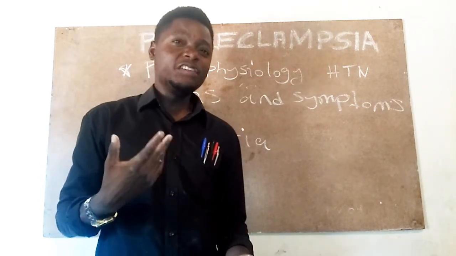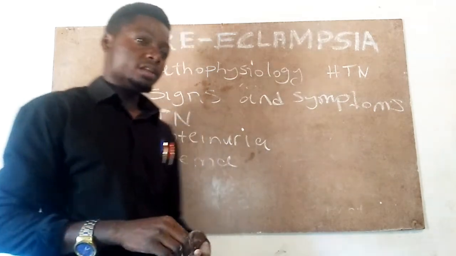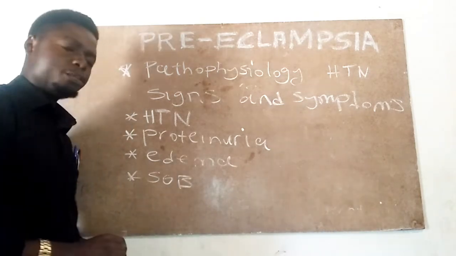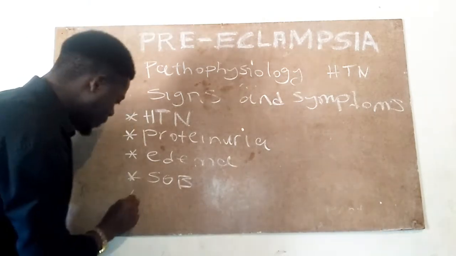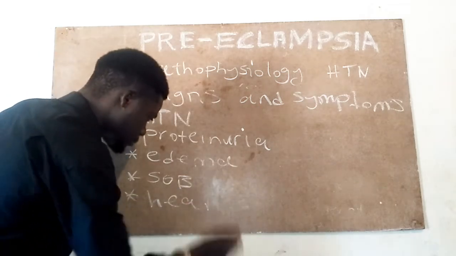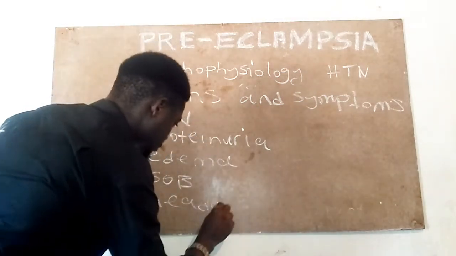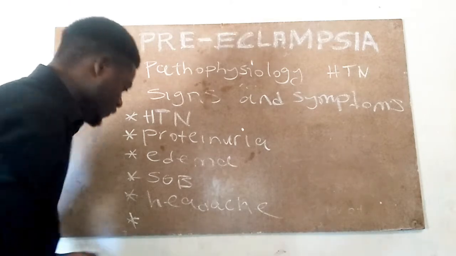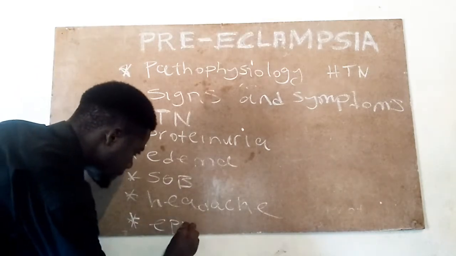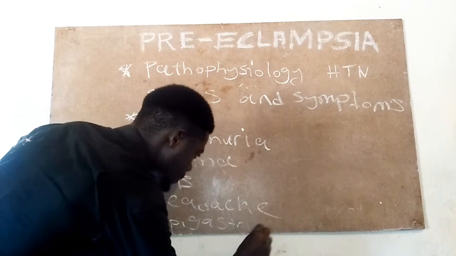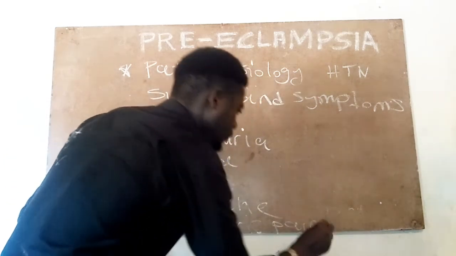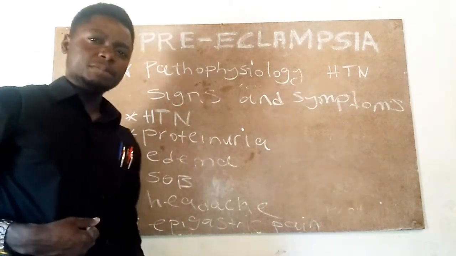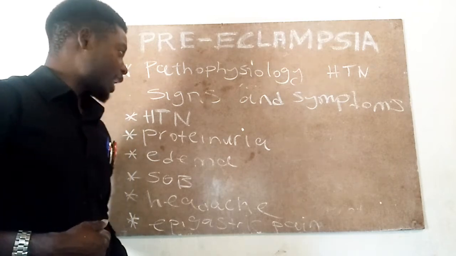Pulmonary edema, and this is going to cause shortness of breath. The woman may have shortness of breath, SOB. The woman may have headache. The woman may have epigastric pain. So there will be pain in the epigastric region as a result of the liver being involved. The liver may be swollen as well.